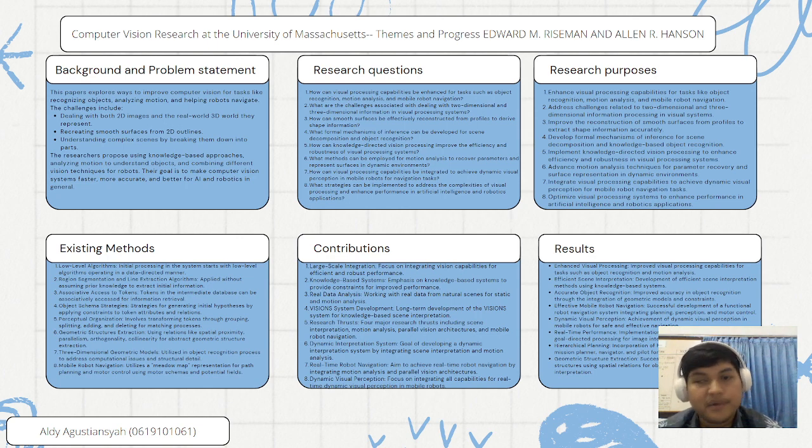The results from this paper are: 1. Improved visual processing capabilities for tasks such as object recognition and motion analysis. 2. Efficient scene interpretation. 3. Accurate object recognition. 4. Effective mobile robot navigation. 5. Dynamic visual perception. 6. Real-time performance. 7. Hierarchical planning. 8. Geometric structure extraction. So that's it for this paper. We move on to the next one.